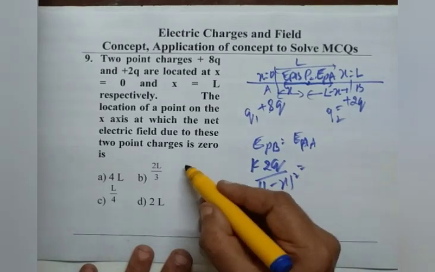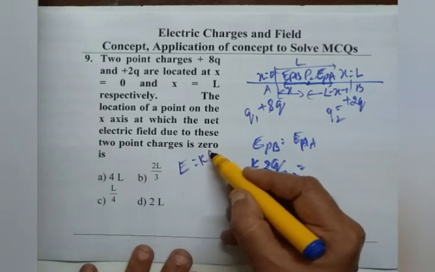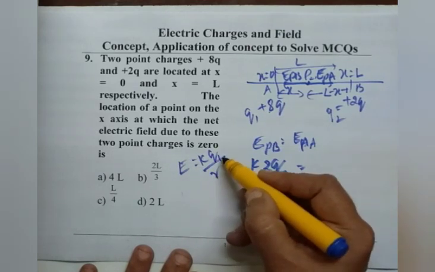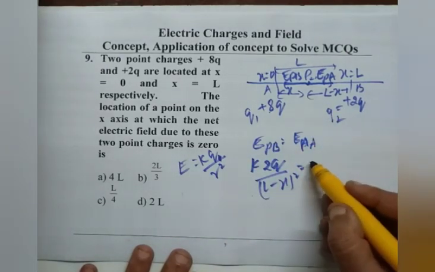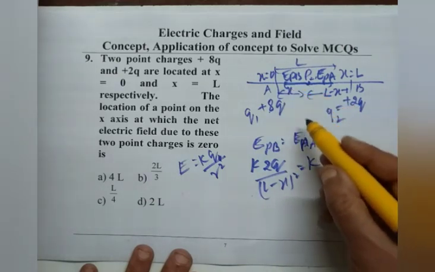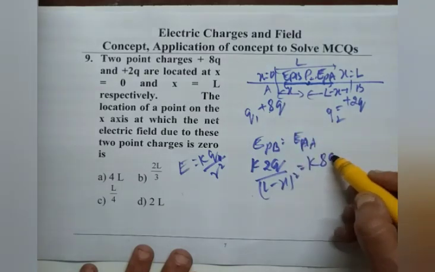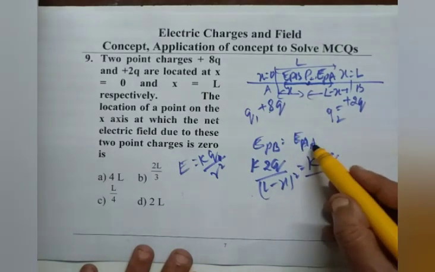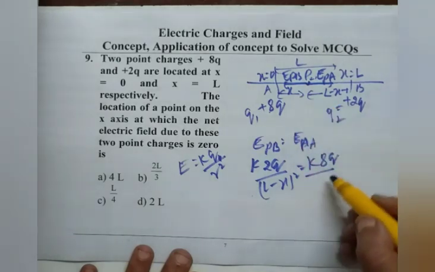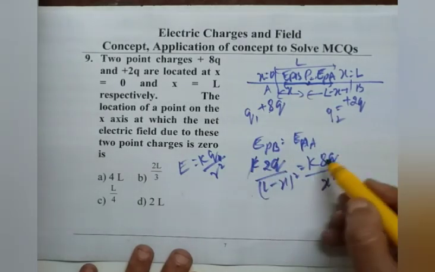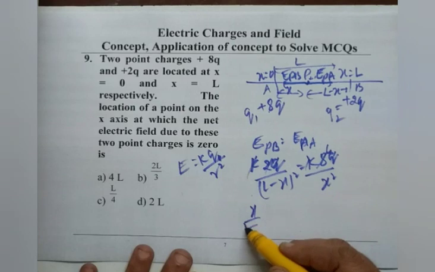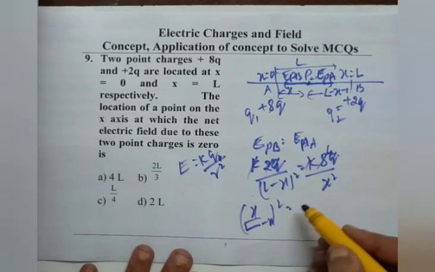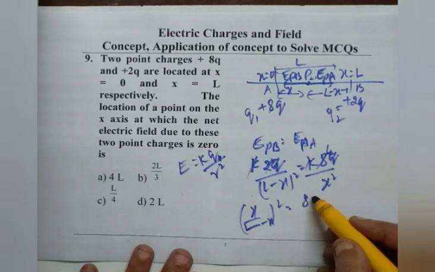Here I am using the formula for electric field, kq by r square. So on the EPA side, electric field at P due to A, K is there. At A, the charge is 8q and the distance AP is x square. So cancel all these things, the 2 and 4s. We can simply write x by (L minus x), taking the square, whole square, 8 we can write.